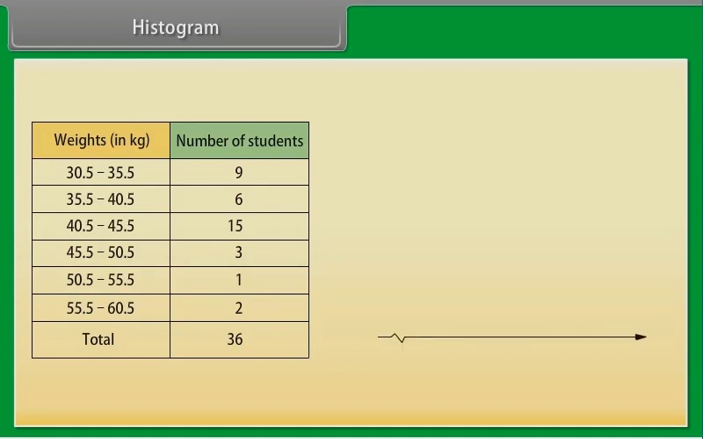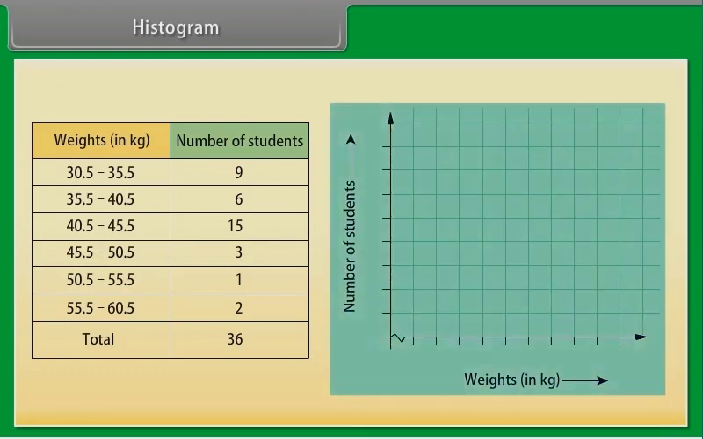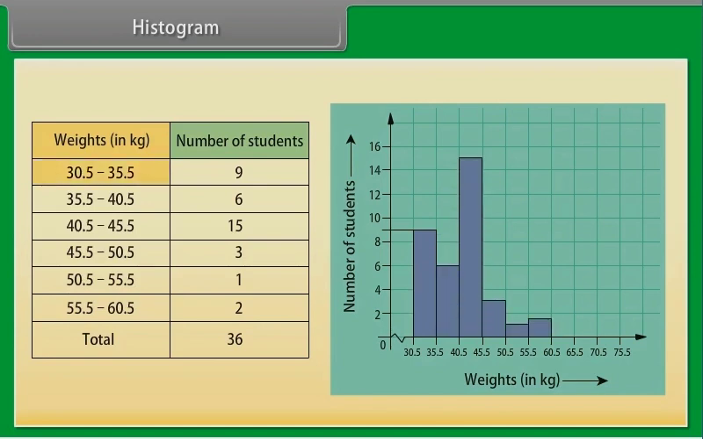To plot the histogram, we represent the weights on the horizontal axis and the number of students on the vertical axis. Since the maximum frequency is 15, we need to choose the scale to accommodate the maximum frequency. Also, since the first class interval is starting from 30.5 and not 0, we show it on the graph by marking a break on the axis. Let us now draw the rectangle for the class interval 30.5 to 35.5 of length 9 cm. Similarly, we draw the other rectangles. This is called a histogram.